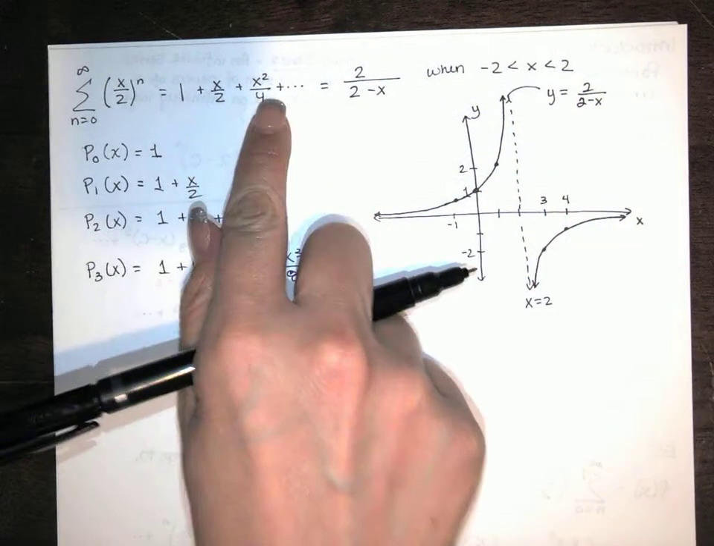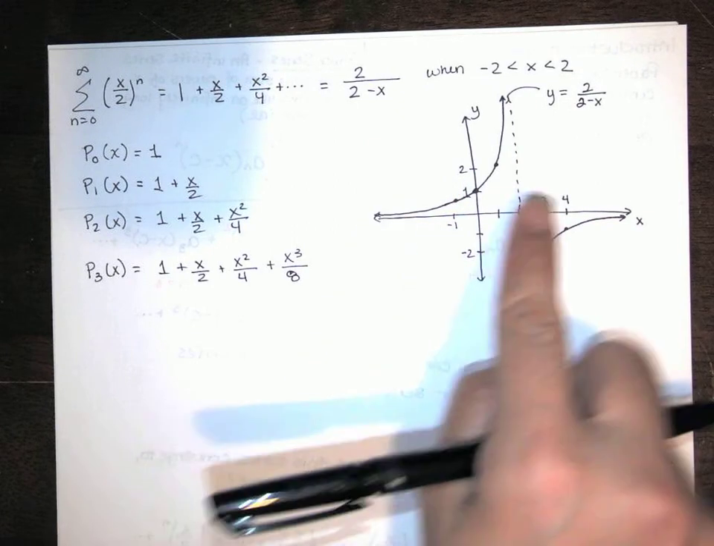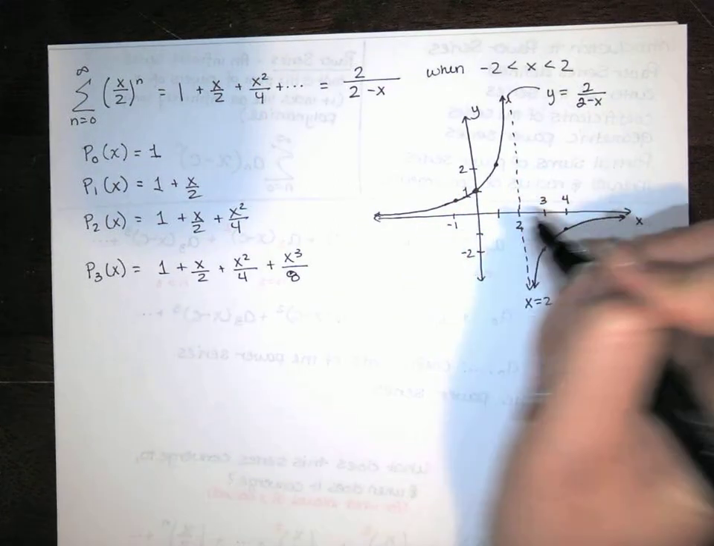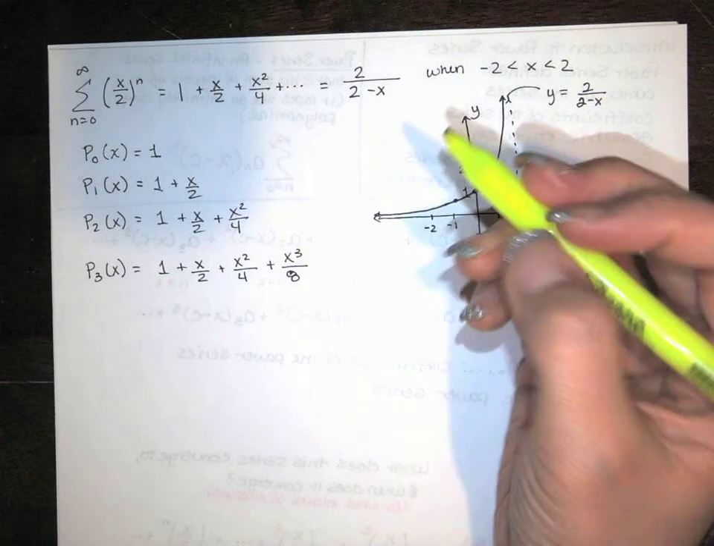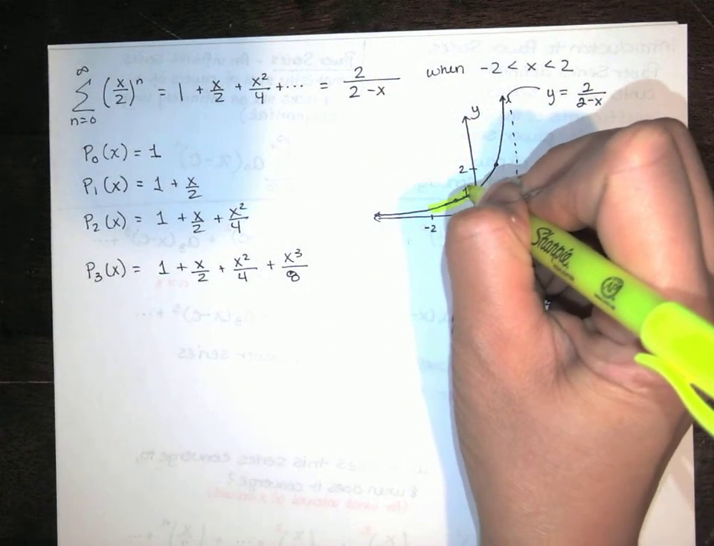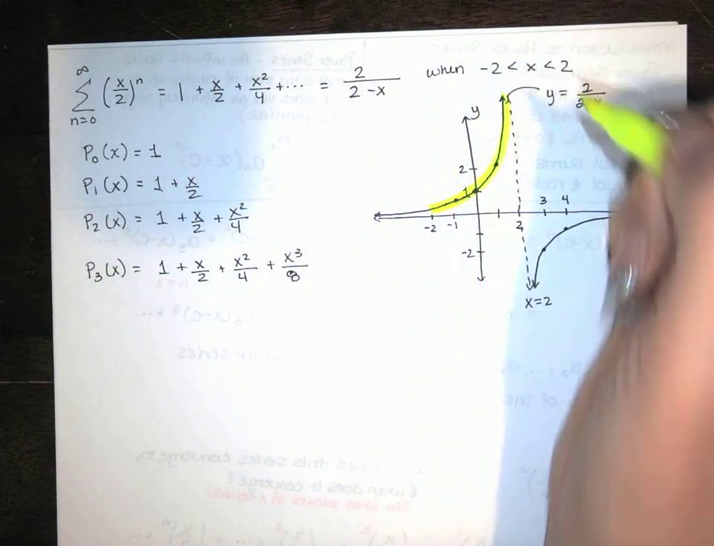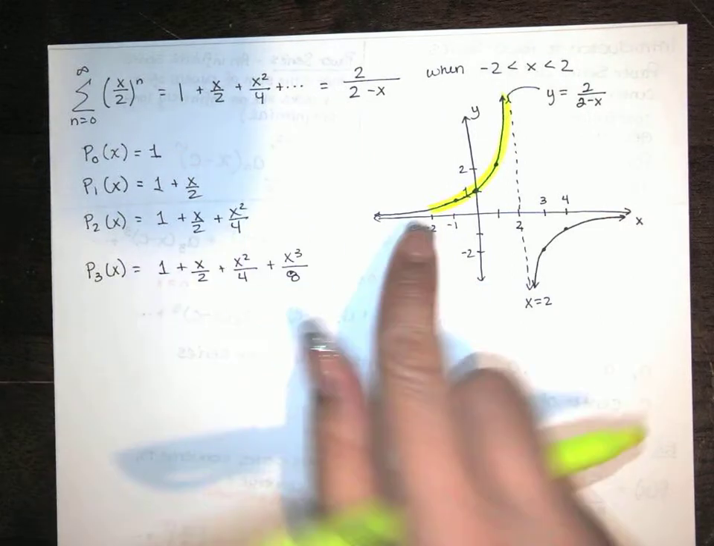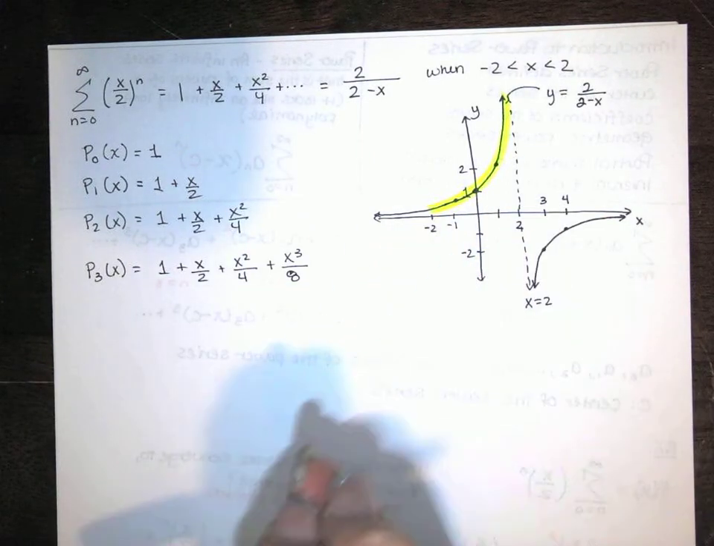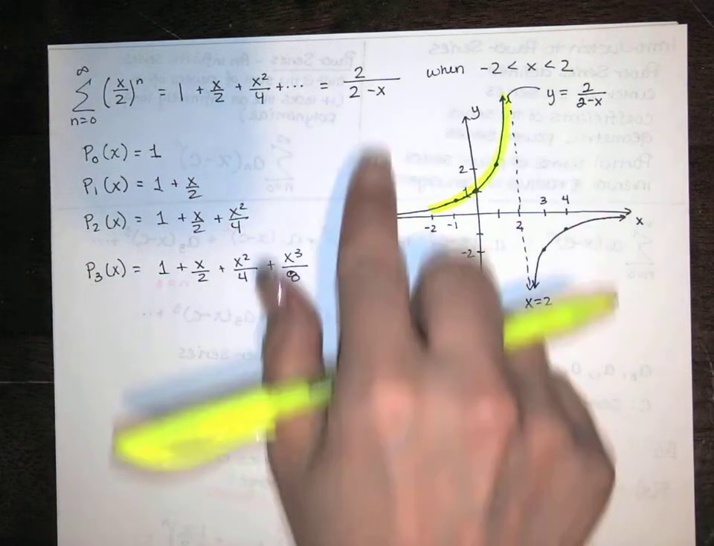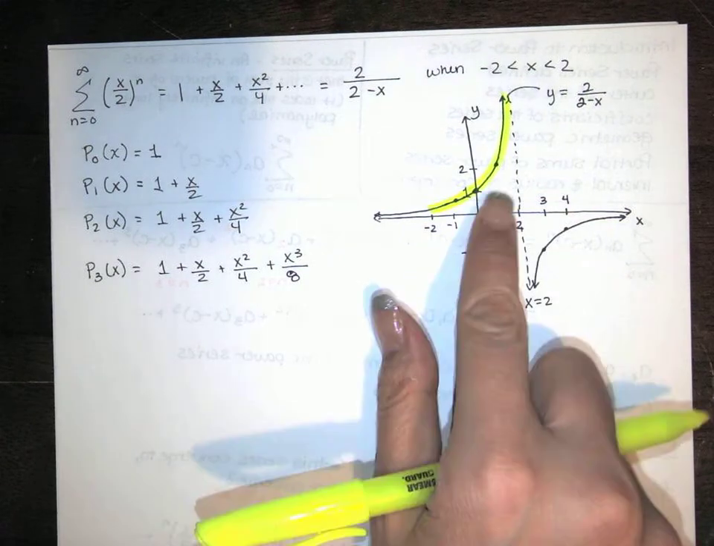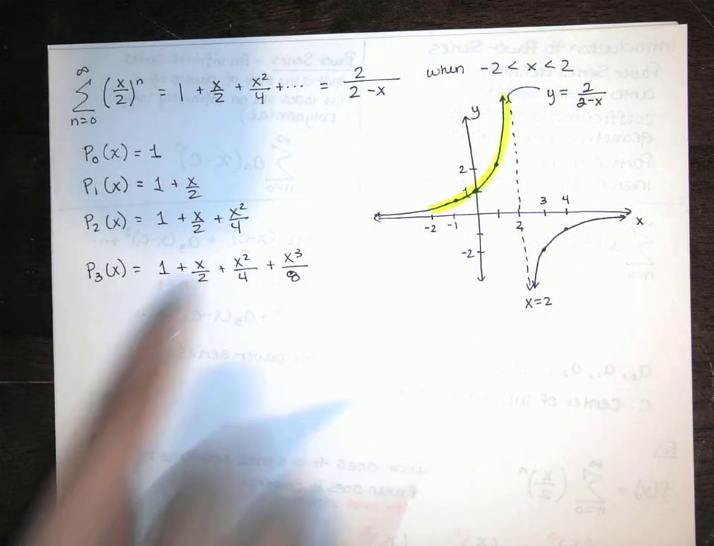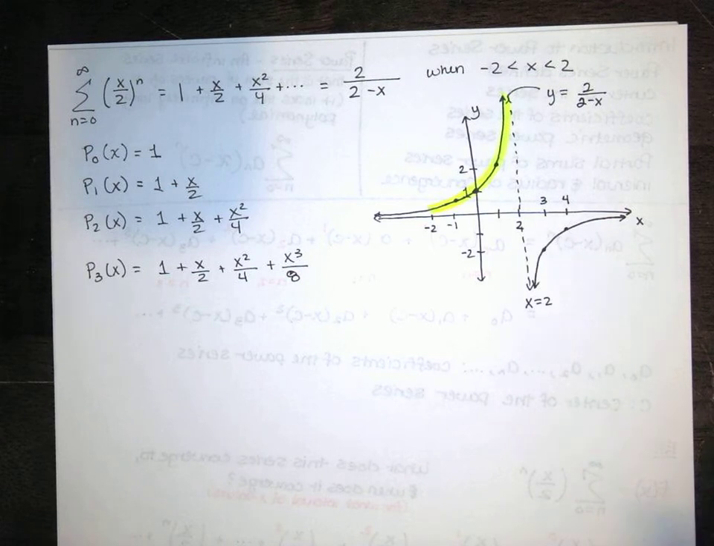Now this series only converges to this function when x is between negative 2 and 2. So it only converges for this part of the graph here. This is equal to this, starting at negative 2 and then going to 2, but not equaling 2, obviously, because we would be dividing by 0. You might say to yourself, okay, well, what does this mean again? Well, let's check it out. Let's graph these.